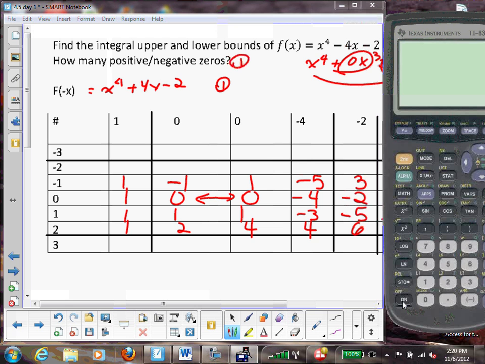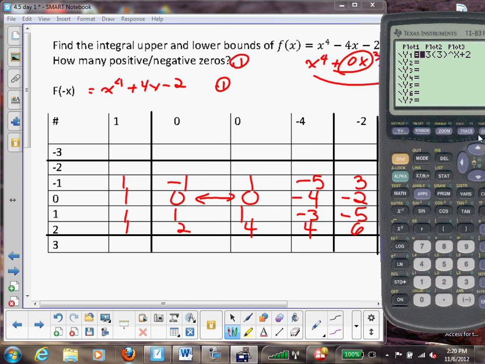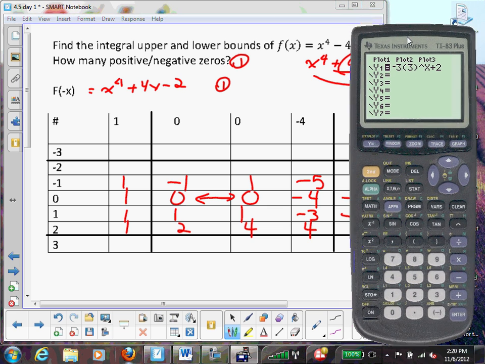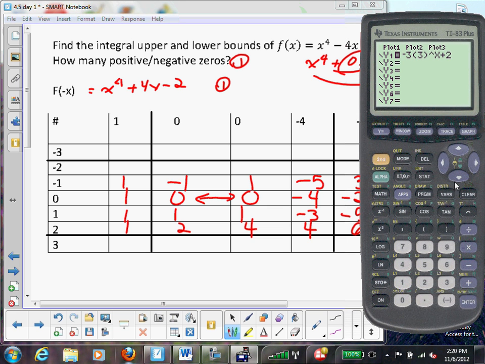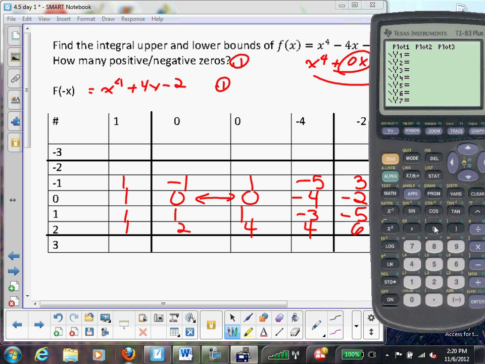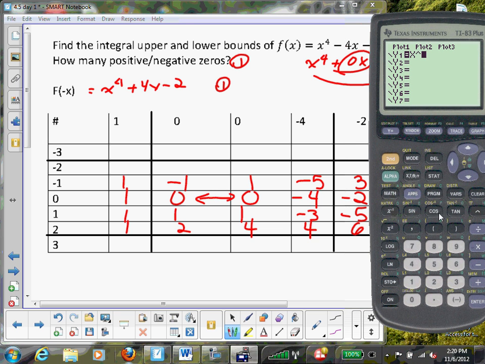We're going to turn our calculator on. We're going to go to y equals, and we are going to clear out anything that we have in here. And I'm going to have you plug in x to the fourth minus 4x. What is the rest of it? Minus 2, minus 2. And I want you to graph it.